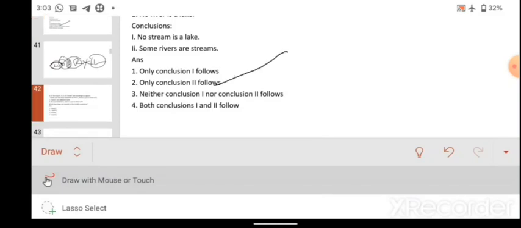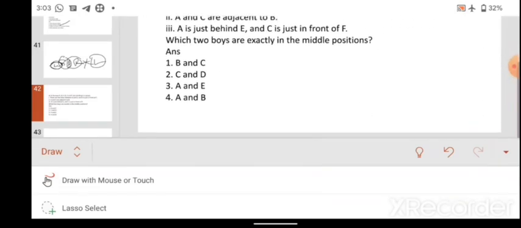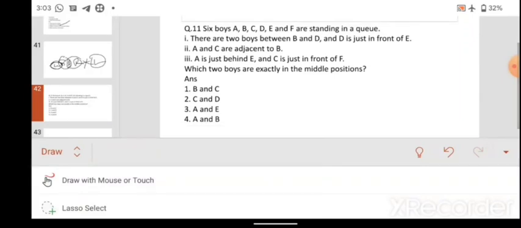Okay, next question. Which two boys are exactly in the middle? Six boys are standing in a queue or in a line. There are 2 boys between B and D, and D is just in front of E. A and C are adjacent to B. A is just behind E and C is just in front of F. Which 2 boys are exactly in the middle positions?